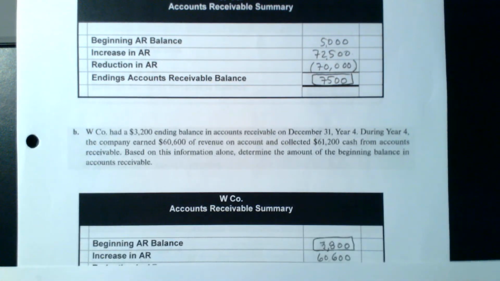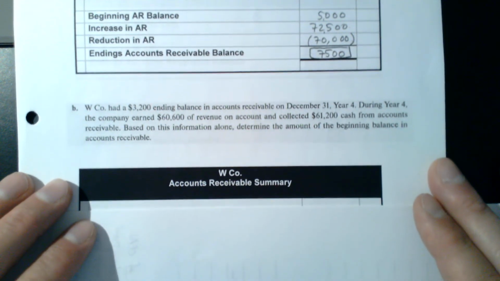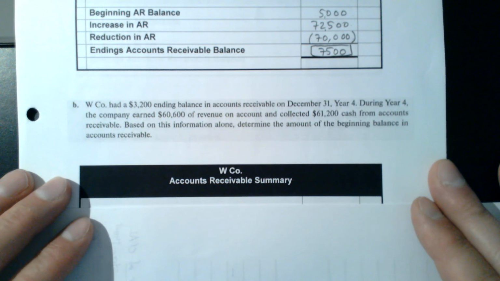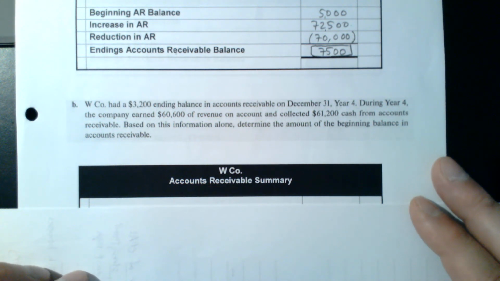So in this next one here, they tell us what the ending balance is. So we have $3,200 in an ending balance of accounts receivable. During the year, the company earned $60,600 of revenue on account and collected $61,200 cash from accounts receivable. And then we had an ending balance of $3,200. So I need to figure out what my beginning balance is.